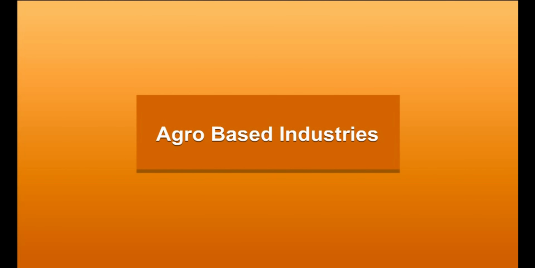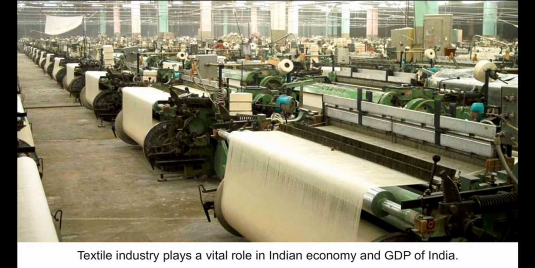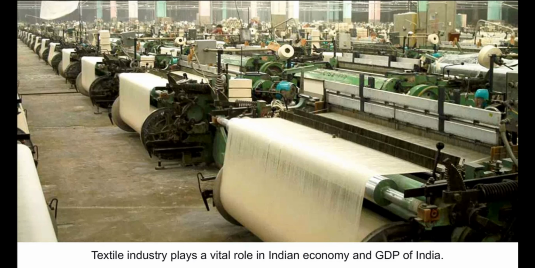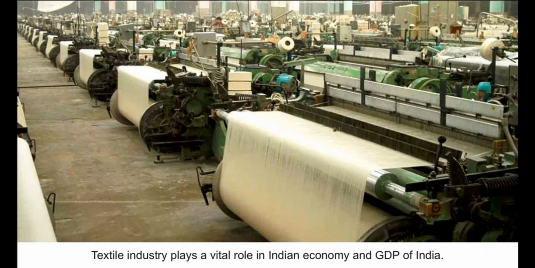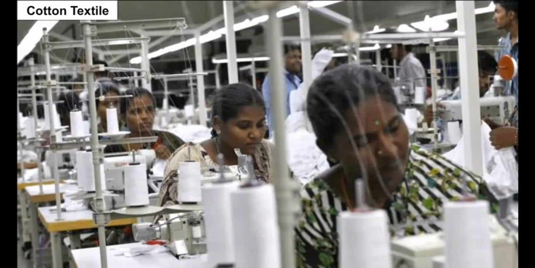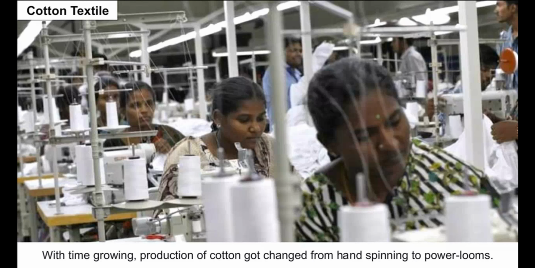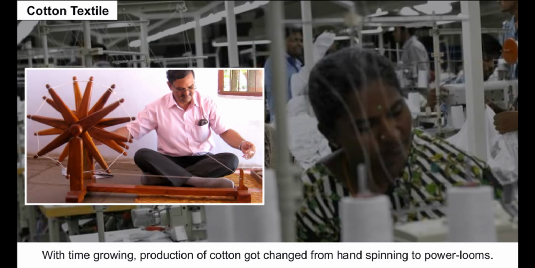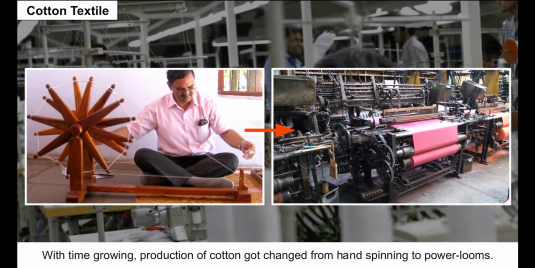Agro-based industries. Textile industries play a vital role in the Indian economy and GDP of India. Cotton textile. With time, the production of cotton changed from hand spinning to power looms.